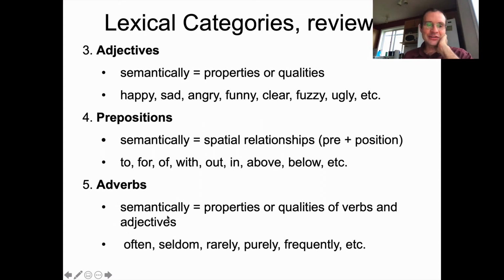Also, there are adverbs. Semantically, these are like adjectives in that they describe properties or qualities, but usually these are applied to verbs or adjectives, whereas adjectives describe properties or qualities of a noun. Most of these adverbs are going to end in ly, and generally speaking, you can create one by taking an adjective like rare and adding ly to it, like rarely, purely, frequently, and so forth. There's a few other ones which don't have that ending, like often and seldom, but they will also describe the quality of some verb or adjective, like often dirty, or often attached to a preposition or something like that.